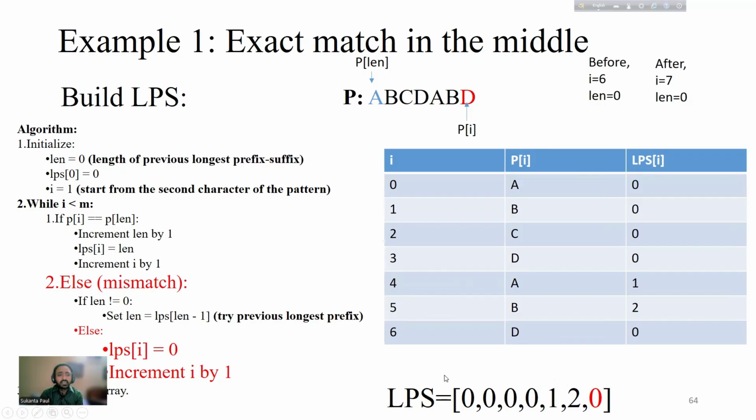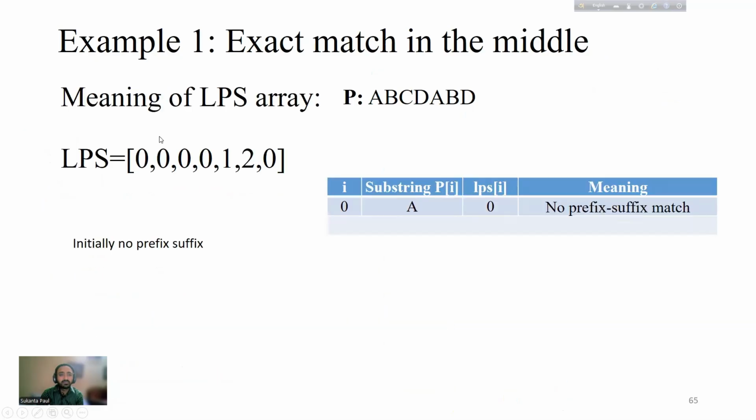So actually, we need to understand it clearly. What does it mean in the LPS array? What do those values mean? Okay, we will see the meaning of the LPS array right now. Initially, we see that our text is A, B, C, D, A, B, D. We just build the longest prefix suffix subarray. Okay. Initially, we got A.